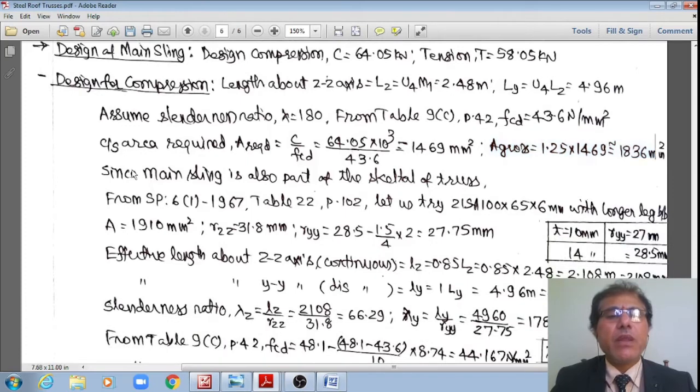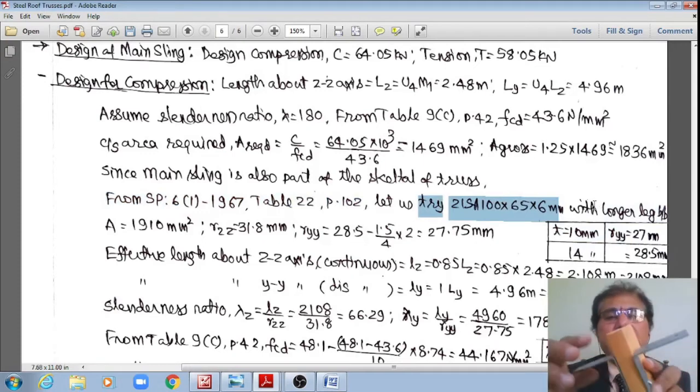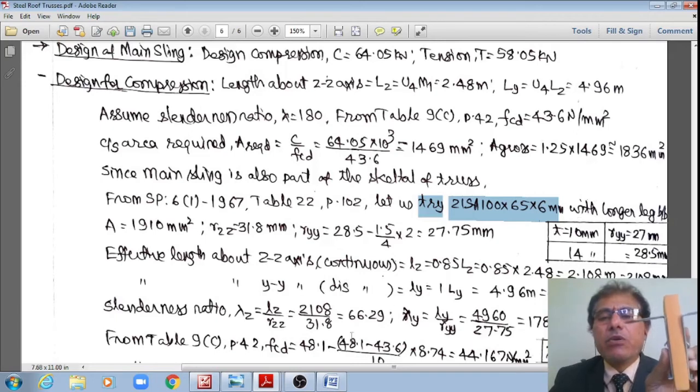However, since the main sling is also part and parcel of the skeleton, I am assuming two angles back to back, that I already told, right, from SP 6(1) 1967, the Structural Engineers Handbook, Indian Standard Special Publications, Table 22, page number 102. I am trying with 2 ISA 100 by 65 by 6 with longer legs connected to the gusset plate like this. Now let me go back to this table, page number 102.